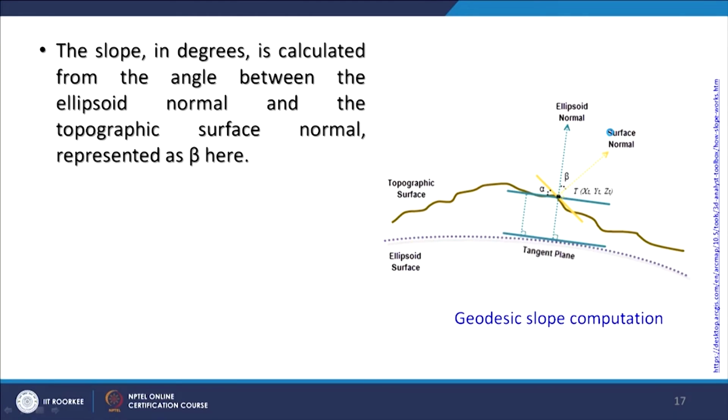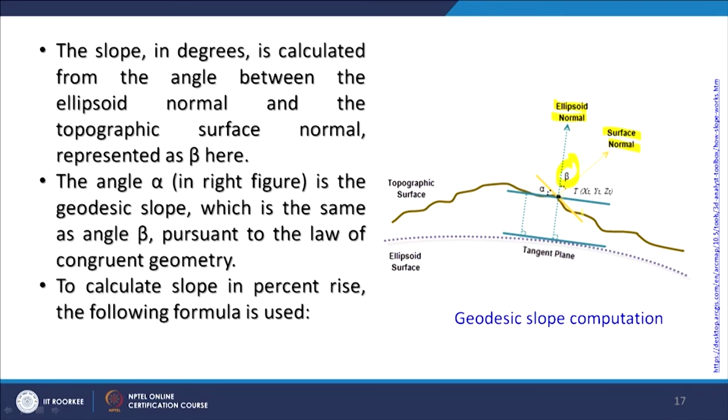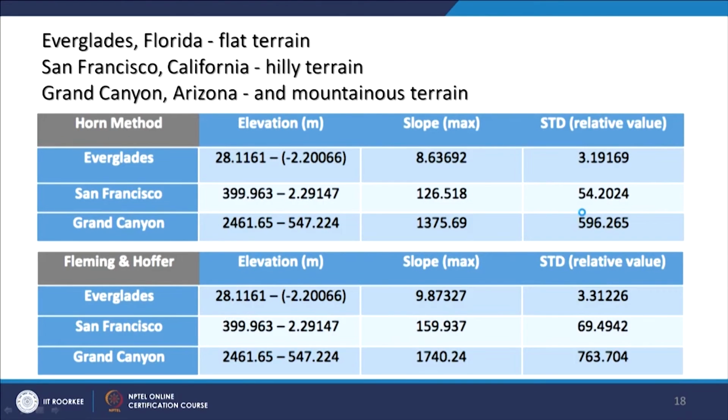Now, the slope in degrees is calculated from the angle between the ellipsoid normal and the topographic surface normal, which is this one, beta here. So, this angle alpha is the same angle as beta, pursuant to the law of congruent geometry. And to calculate the slope in percentage rise, of course, the formula would be a little different. You have to multiply by 100 to get that one.